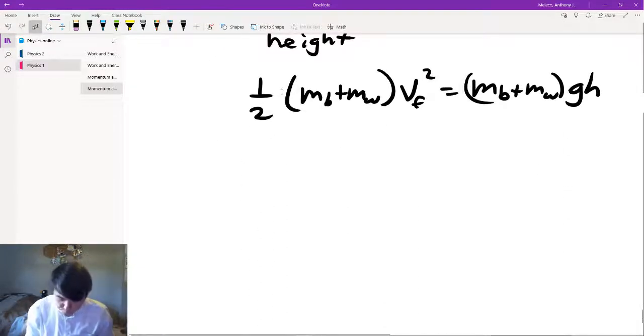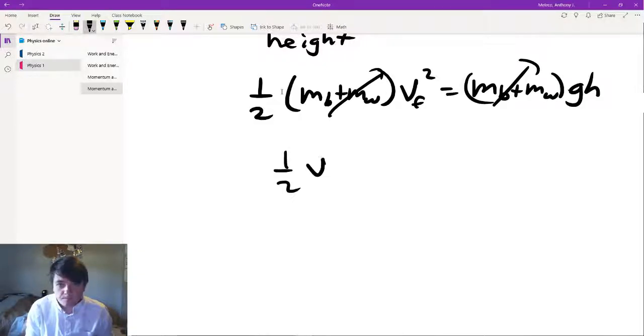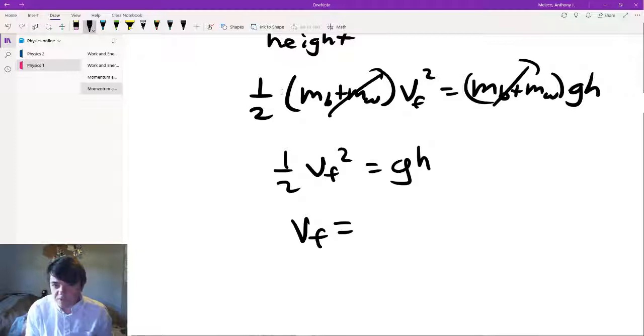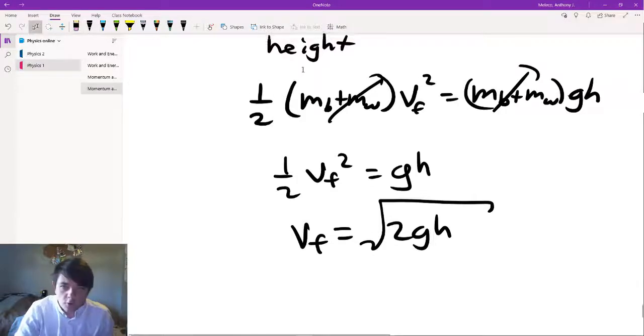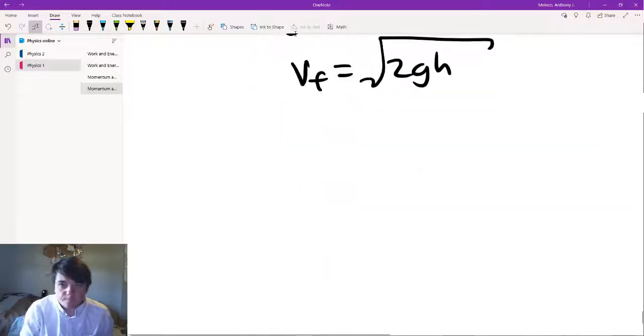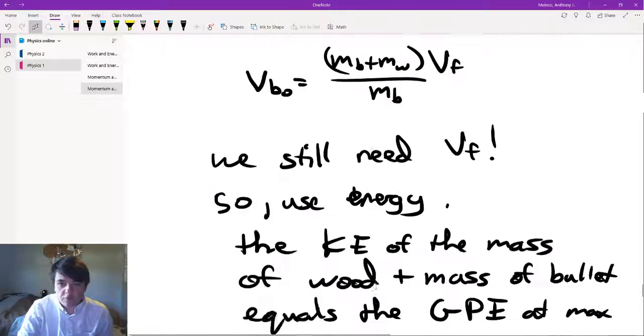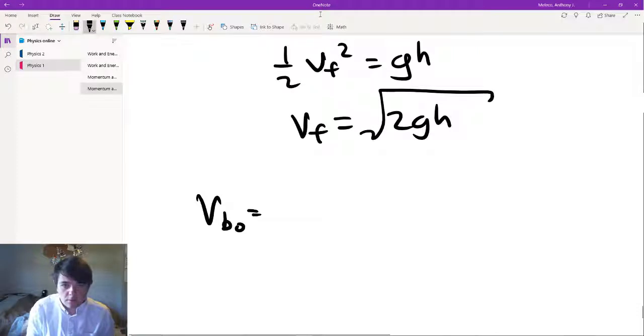So we can go ahead and cancel the total mass here because this guy's the same. And remember, we need to solve for V. Do the same thing we always do. Multiply that 2 over, take the square root, 2gh. So now our VBO is equal to the ratio of that, so MB.